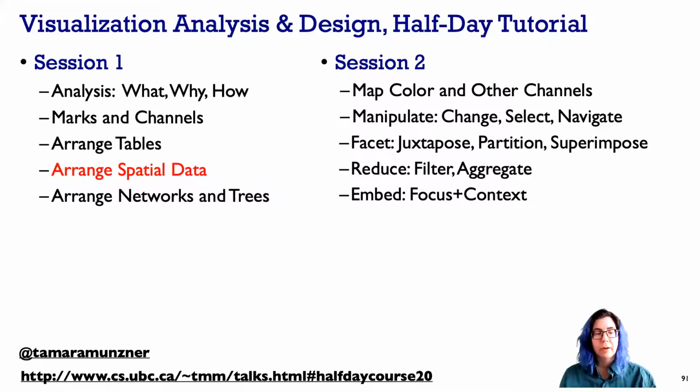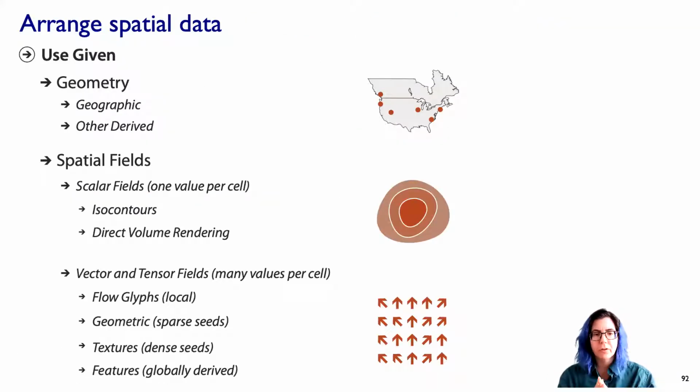And now let's talk about arranging spatial data sets. There are many things in common between spatial data and tables. So a lot of the concepts we talked about with tables is relevant, particularly about attributes. What we're going to focus on is the differences with spatial data in particular. So we're going to talk about using given data, whether geographic or other kinds of geometry, and then spatial fields, both scalar and vector, and briefly tensor.